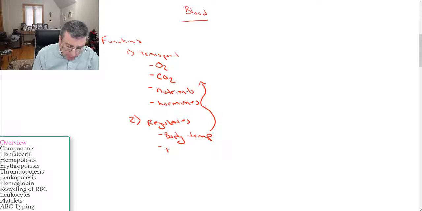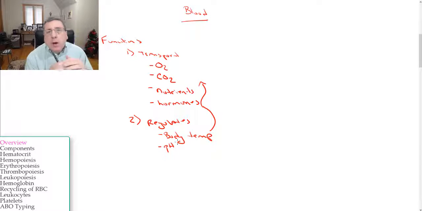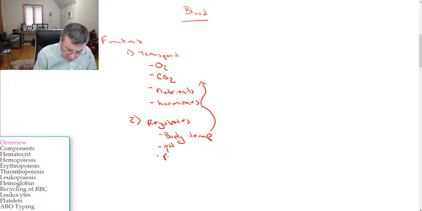It regulates your body's pH, which is going to be an acid-base balance. We'll discuss much more of that within the physiology section of this one. It regulates fluid balance.